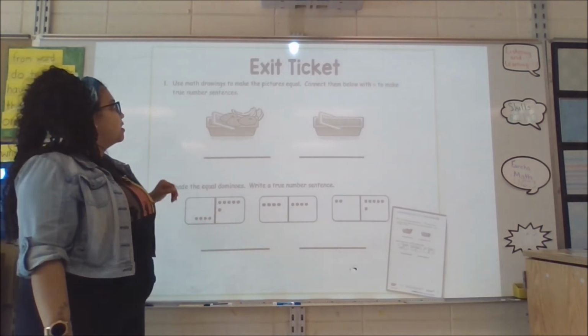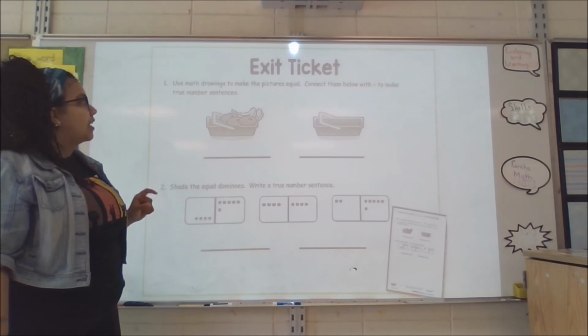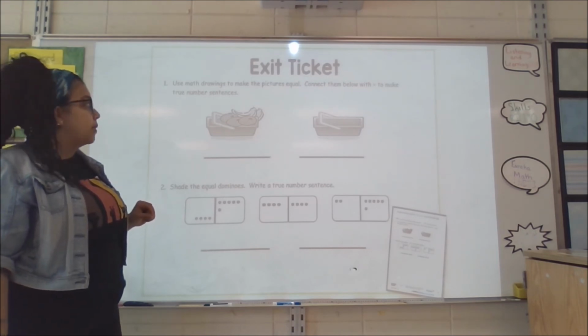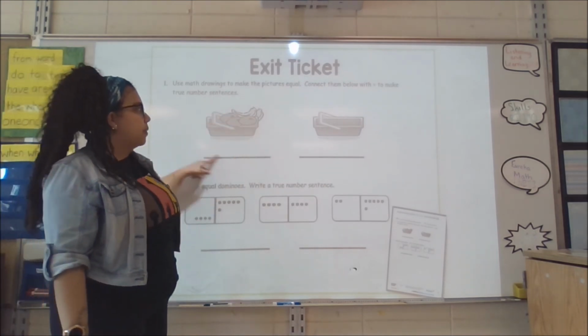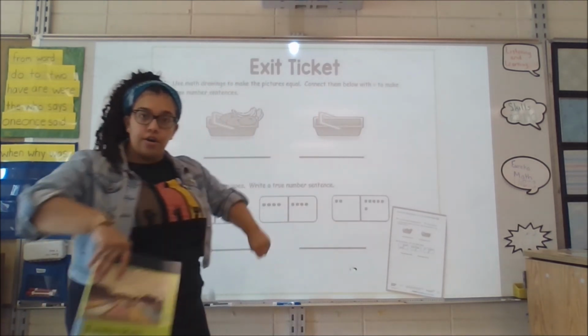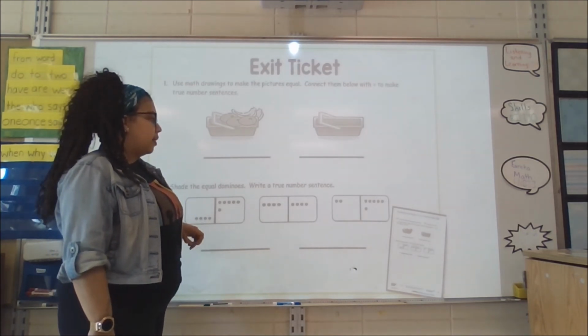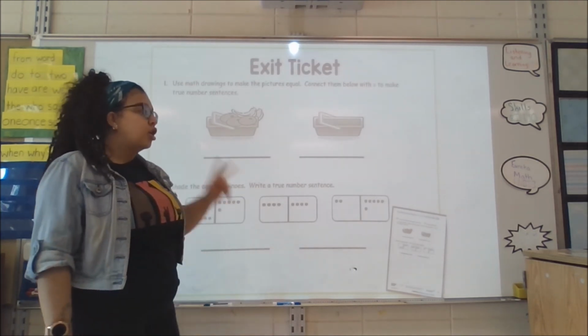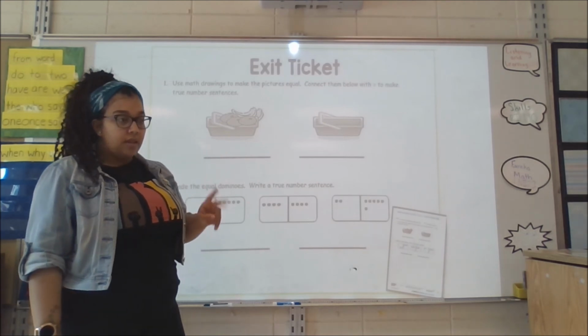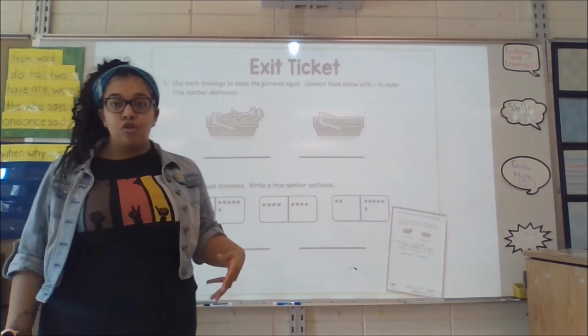Yay! And it reads, use math drawings to make the pictures equal. Connect them below with an equal sign to make true number sentences. So they gave you the first picture. They want you to create the second picture, the second parts of the oranges and bananas. And here it says shade the equal dominoes, which means you're going to color in two of the dominoes. And then write the number sentence to match the parts that are given, that you've chosen to be equal to each other.